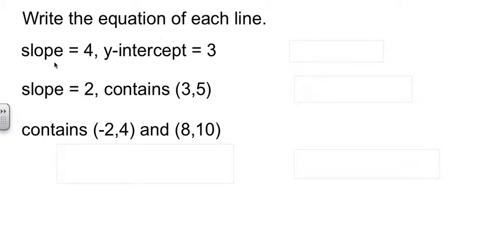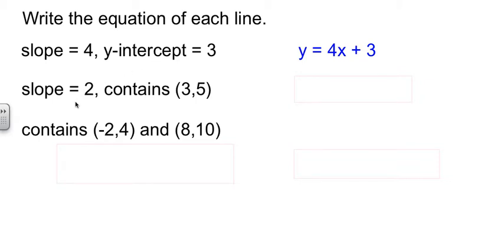So in our first one here, we have a slope of 4 and a y-intercept of 3. Since I have the slope and the intercept, I'm just going to use slope-intercept form. y equals 4x plus 3. 4 for where the slope goes, 3 for the intercept. Again, I picked slope-intercept form this time because I had the slope and I had the intercept.